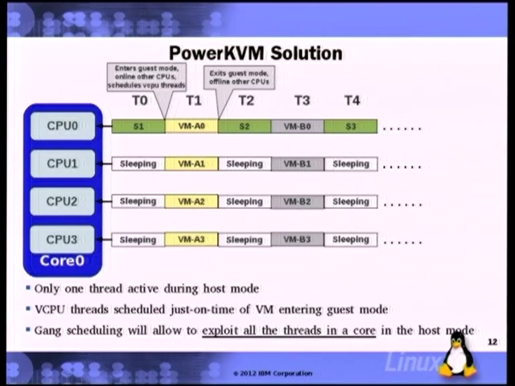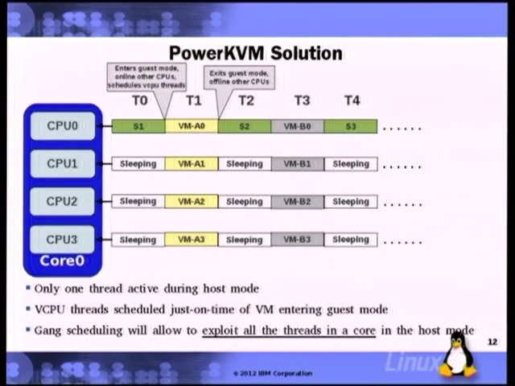The Power KVM solution basically has only one thread active at one point of time in the host mode. So what you see in T0, only CPU 0 is active and the rest of them are sleeping or idling.